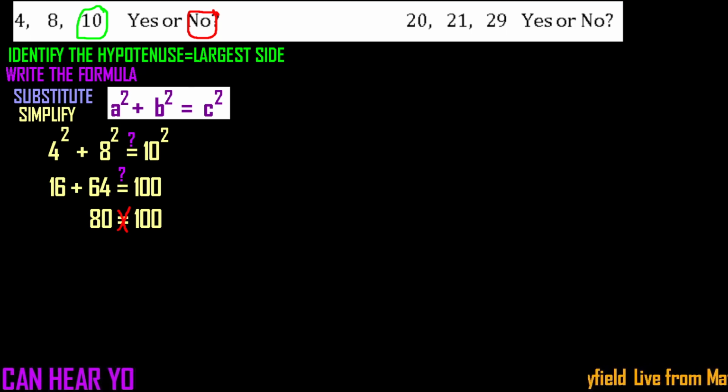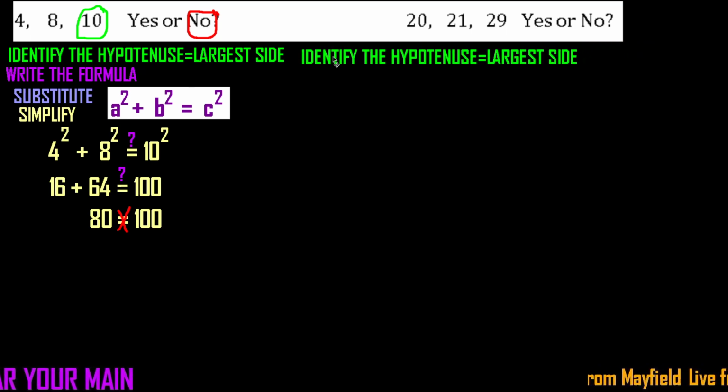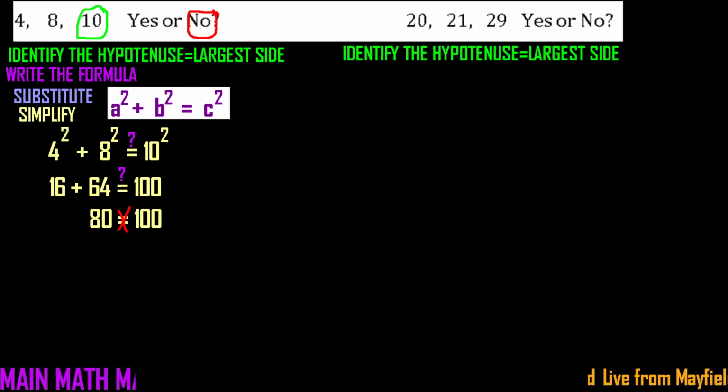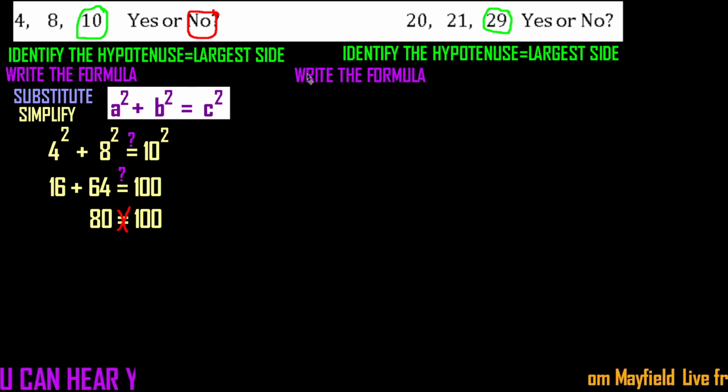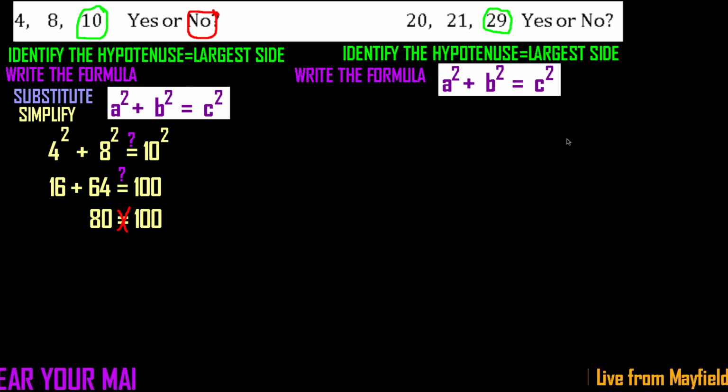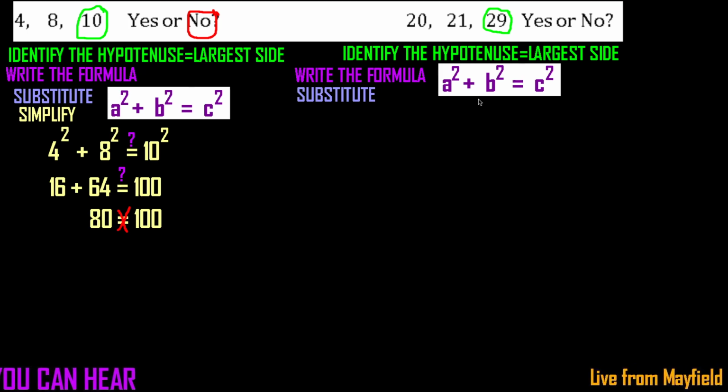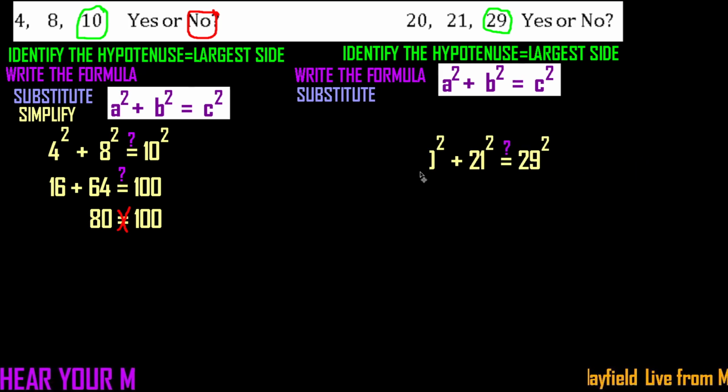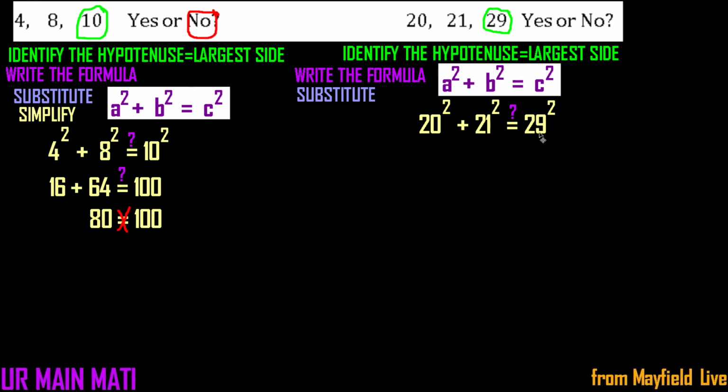And for the last one, same idea. Identify that hypotenuse for ourselves. And so we can say, all right, of those three, the 29 is the largest. We want to make sure we can write out our formula, which is going to be a squared plus b squared equals c squared. Again, this is the most important part, so at the very least have that down first. Again, we can now substitute your values in for your variables. So again, our legs are going to be 20 and 21, and then our hypotenuse is going to be 29.